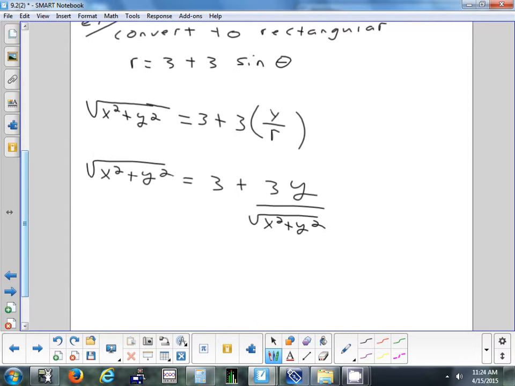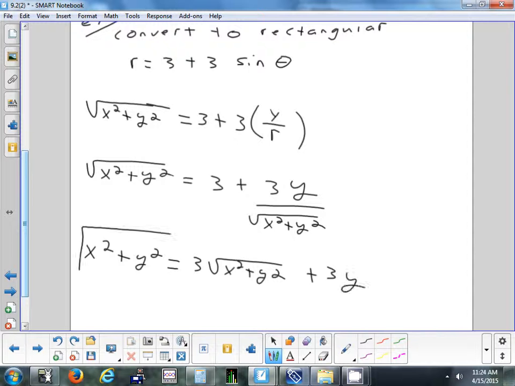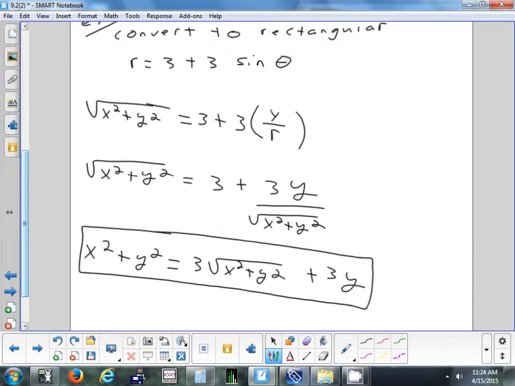Okay, Darren, what do I get if I multiply the square root of x squared plus y squared times the square root of x squared plus y squared? X squared plus y squared. Right, the root's going to cancel out. Now if I multiply 3 by the square root of x squared plus y squared, I just get this. And if I multiply the 3y by the square root of x squared plus y squared, the square roots would cancel out. So there's the equation of a cardioid in rectangular.